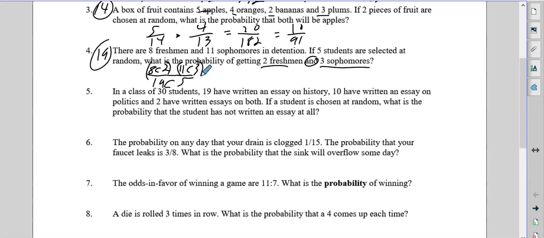And you just enter that in the calculator. 8 math PRB nCr 2, 11 nCr 3. Multiply those and divide by 19 nCr 5. Okay? So when you type that in, you end up getting 0.397. So a little more than a third. If you convert it to a fraction, it is 385 over 969. Either answer would be acceptable. So again, a little more than a third.